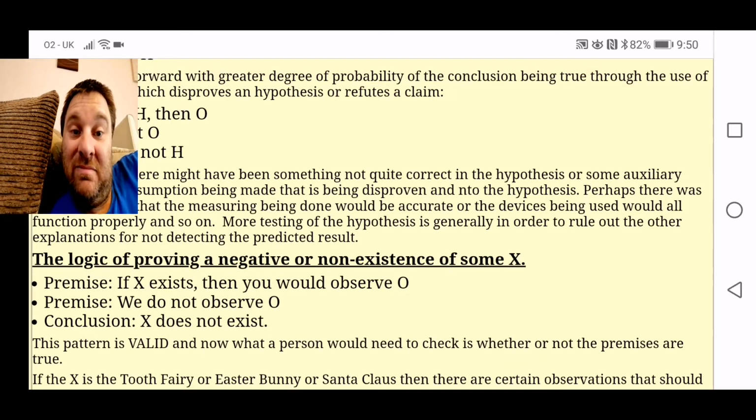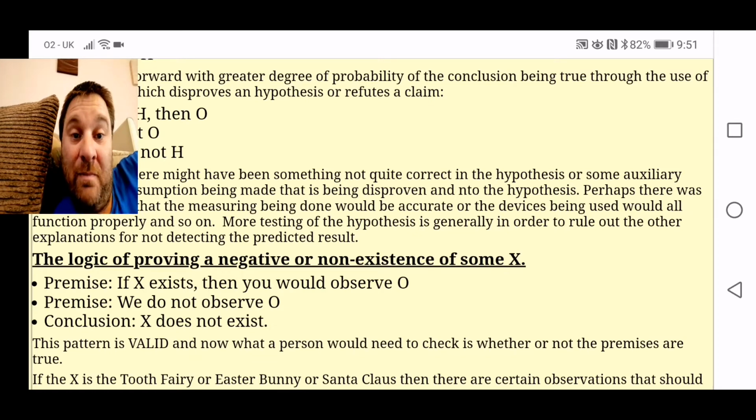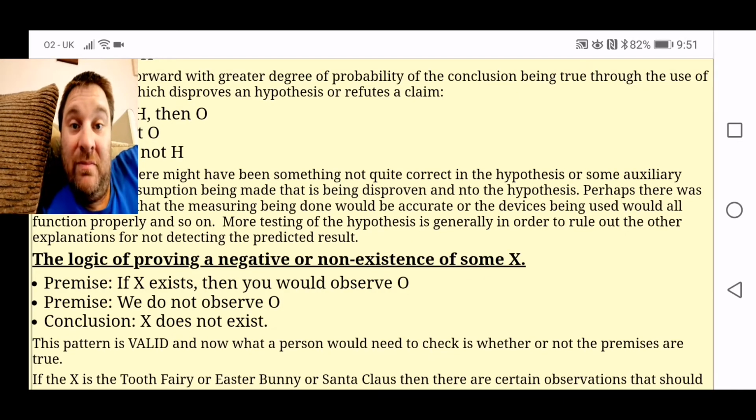This pattern is valid. And now what an individual would need to check is whether or not the premises are true. So the major premise would be, like I said, if the globe exists, then you would observe curvature. Yeah?